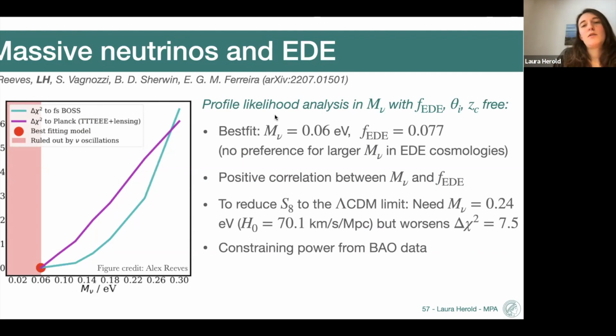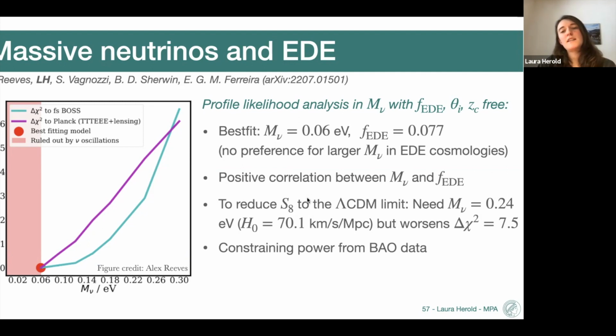So what we did is we did a profile likelihood analysis in the sum of neutrino masses, with all the EDE parameters free. And we find that the best fit is at the lowest allowed neutrino mass at 0.06 electron volts. So the rest is ruled out by neutrino oscillations. So there's no preference for larger neutrino mass in the EDE cosmologies. And as expected, we find a positive correlation between the sum of neutrino masses and the fraction of early dark energy. So the higher we fix the neutrino mass, the more early dark energy is preferred by the data. So the degeneracy is there.